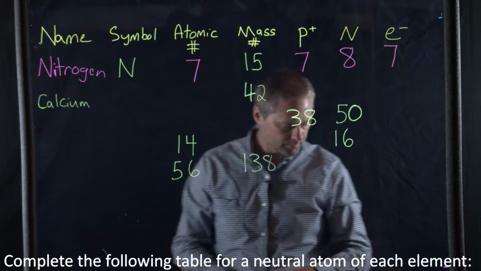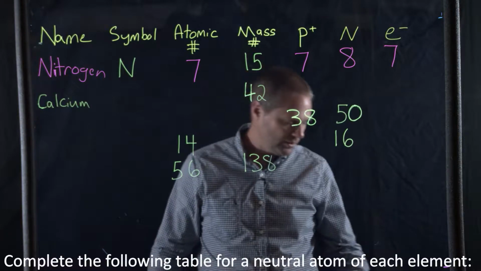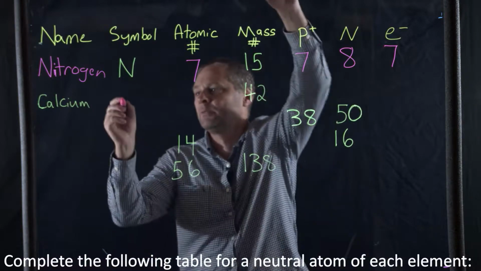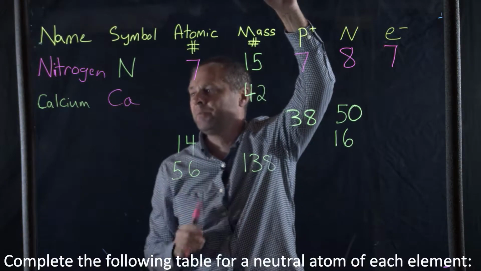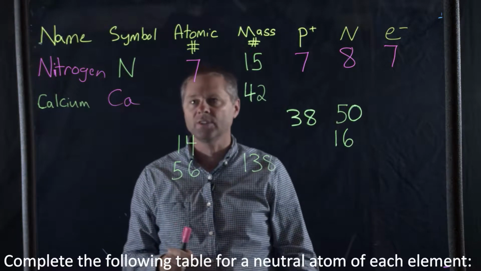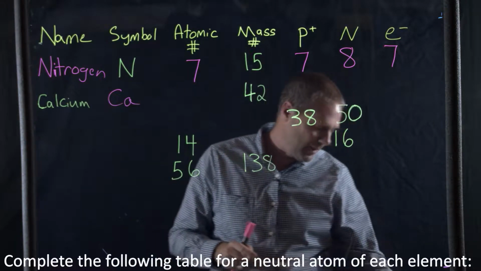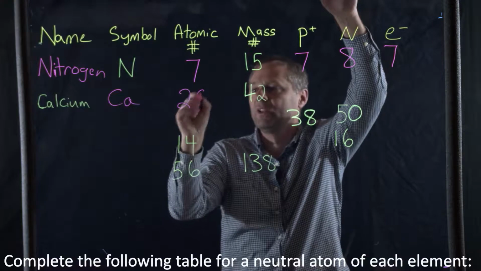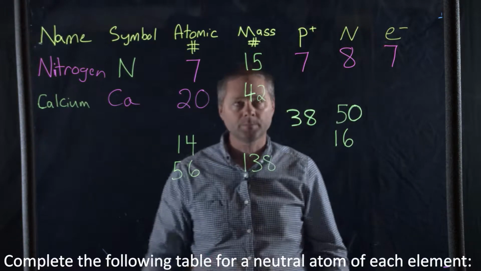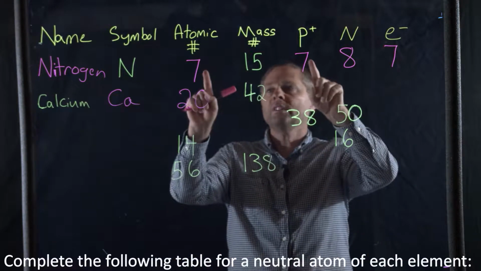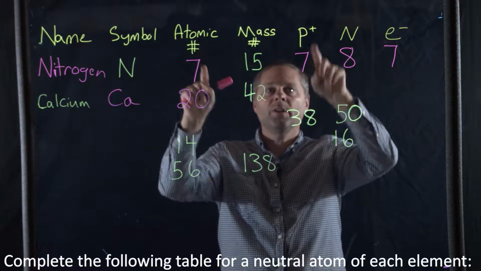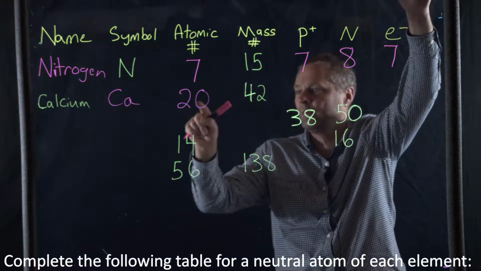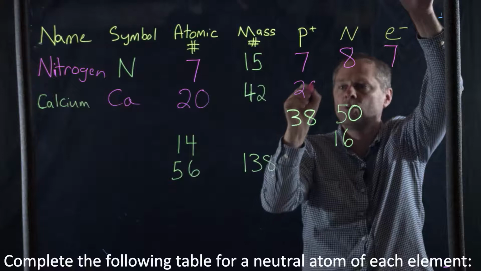All right. The next row is for calcium. Calcium is given the symbol Ca. So that's going to be the symbol for calcium. The atomic number is 20. It's the 20th element on the periodic table. Once again, the atomic number is equal to the number of protons. So if we have 20 here, we should have 20 here.